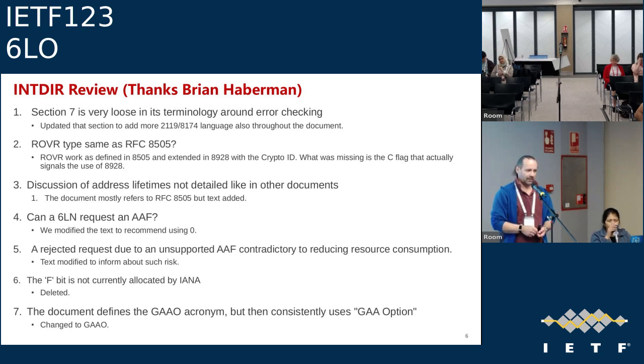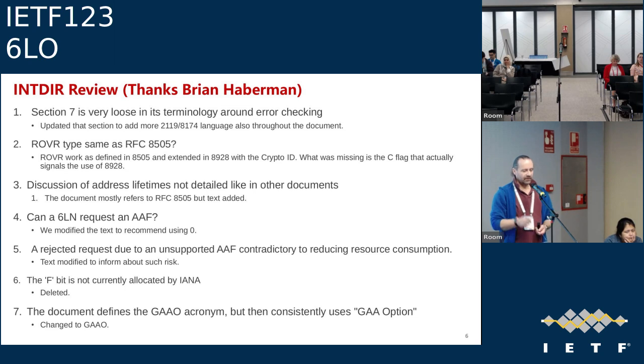We also detailed the lifetime of the addresses, which is still based on 8505. We clarified that in a request, the GAO option, a node can specify, I would like an address by using this algorithm, this AAF, okay? Which can lead to incongruences because maybe the node doesn't support or does not use that AAF. So we added text to clarify this situation, and we added the recommendation, when making a request, to use AAF 0, which is basically you choose. Okay, we are not imposing, the node is not requesting an address on any specific AAF. And so we also added how to handle the case where we don't use or do not support an AAF.